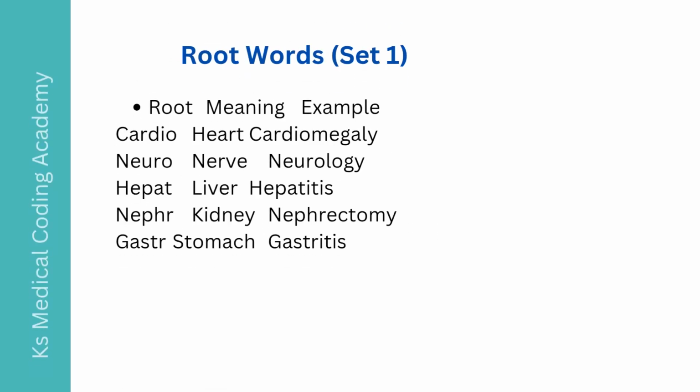Root words or combining forms give the core meaning of the term. Examples include cardio, heart. Neuro, nerve. Hepat, liver. Nephro, kidney. Gastro, stomach.